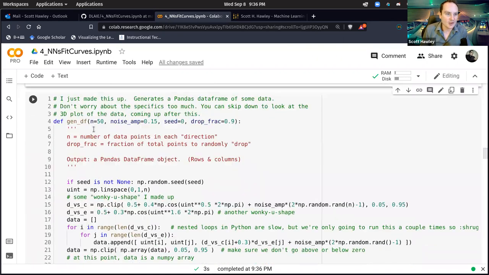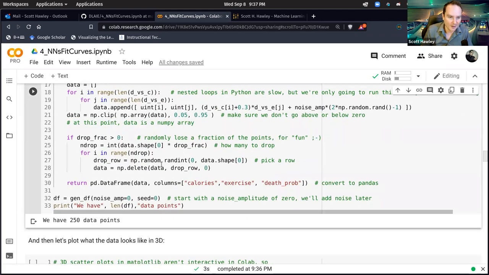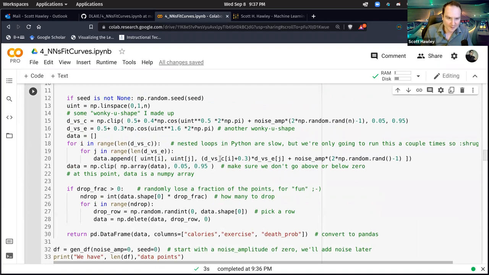So I've got this function gendf. Now df stands for data frame. That's a pandas thing. Pandas is basically the Python version of Excel. It's kind of like spreadsheets. I know data scientists are offended by what I just said, but pandas, data frames, it's like an array. It's like a spreadsheet. So data frame. And this is just going to generate, I just made some stuff up. You don't need to really worry about the specifics of this.